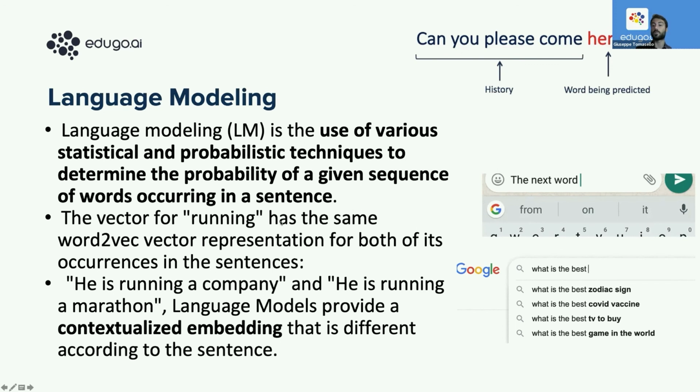The problem that language models are solving is a context problem, because they look at the context of the whole sentence where the words appear. For example, the vector for "running" has the same word-to-vector representation in both "he's running a company" and "he's running a marathon." But we know that running has different meanings in different contexts. So language models can provide a contextualized embedding, and we can really understand the meaning based on the context of the sentence, which is really important to build accurate systems.